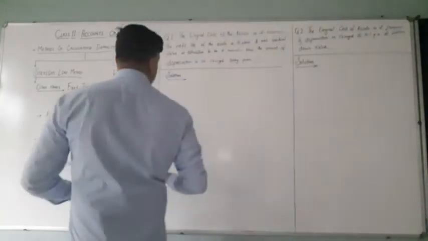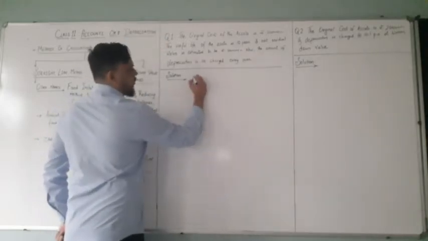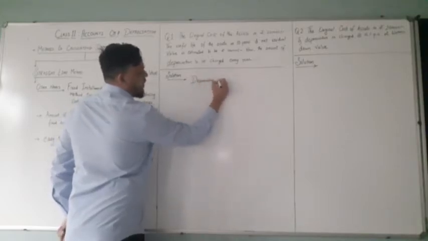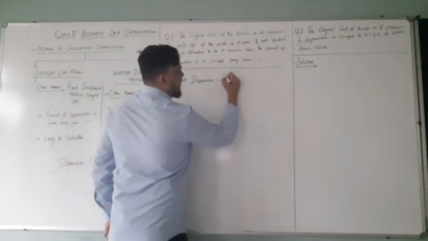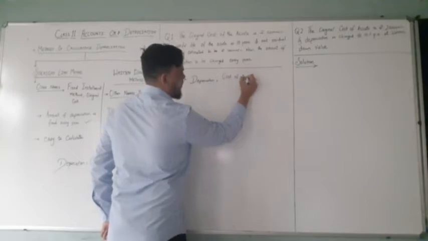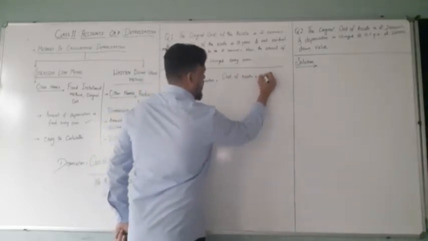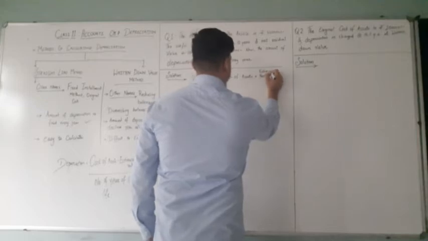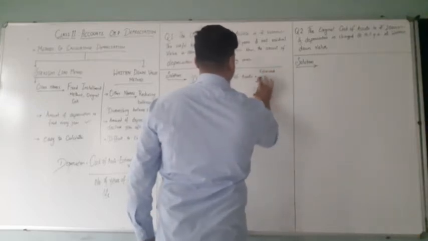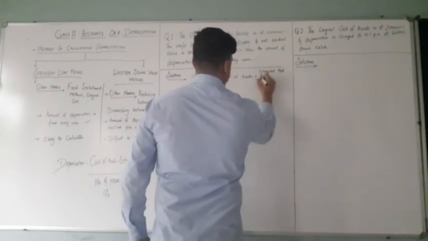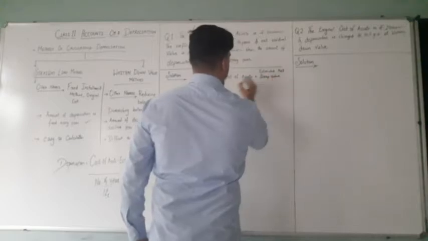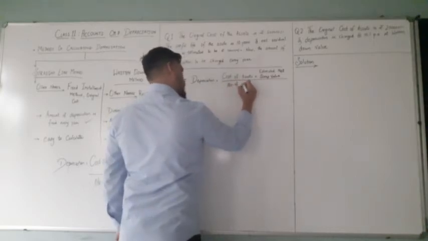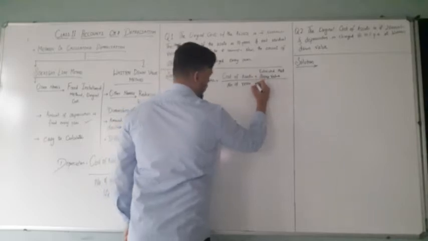Let's begin. I'll write the formula for calculating depreciation. So depreciation is equal to cost of assets plus estimated net scrap value upon number of years of expected life.